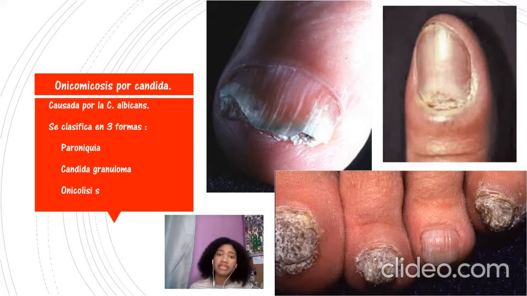The nail matrix becomes infected, and transverse depressions called Beau's lines may appear in the nail plate, and the persistent infection turns the nail convex, irregular, and finally dystrophic. Then we have Candida granuloma.